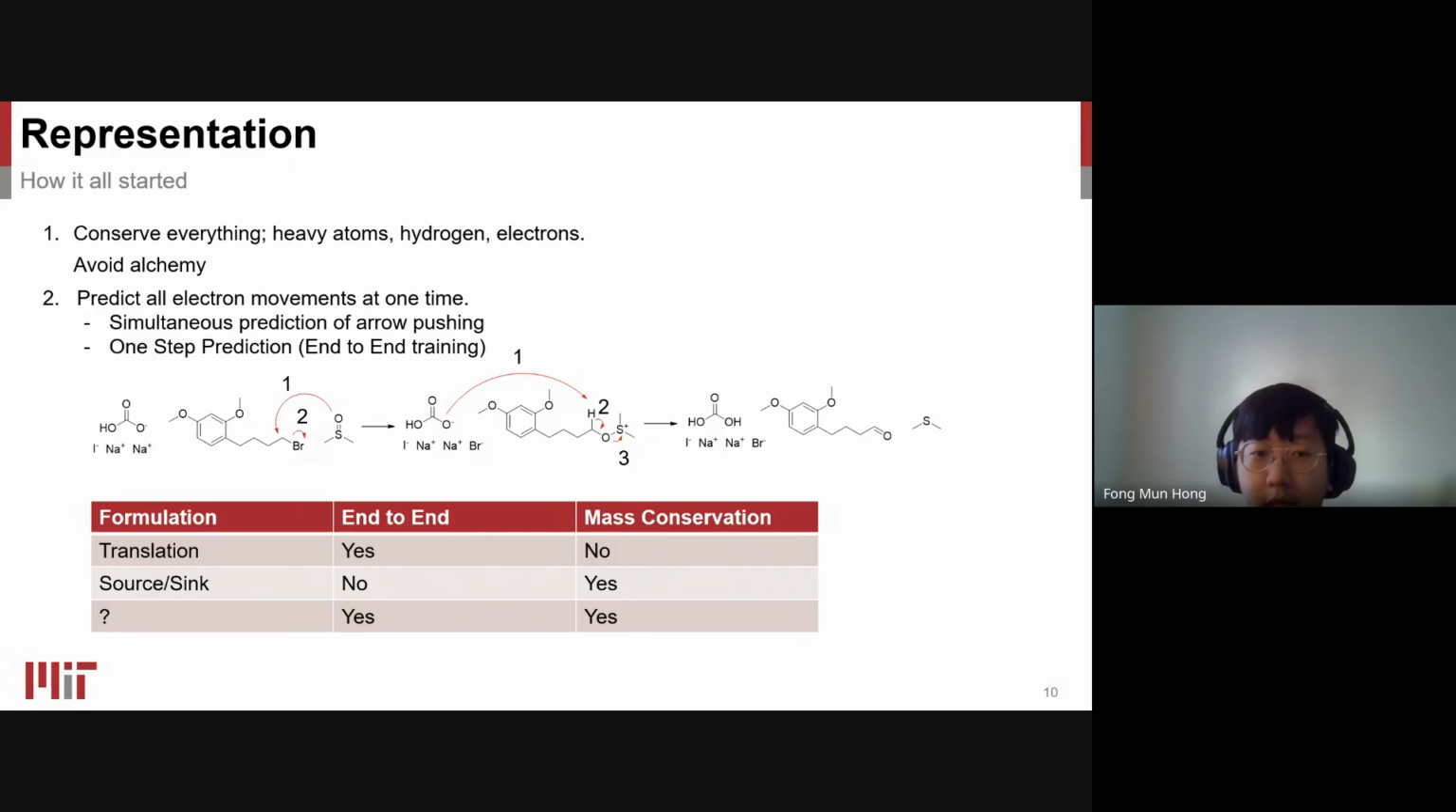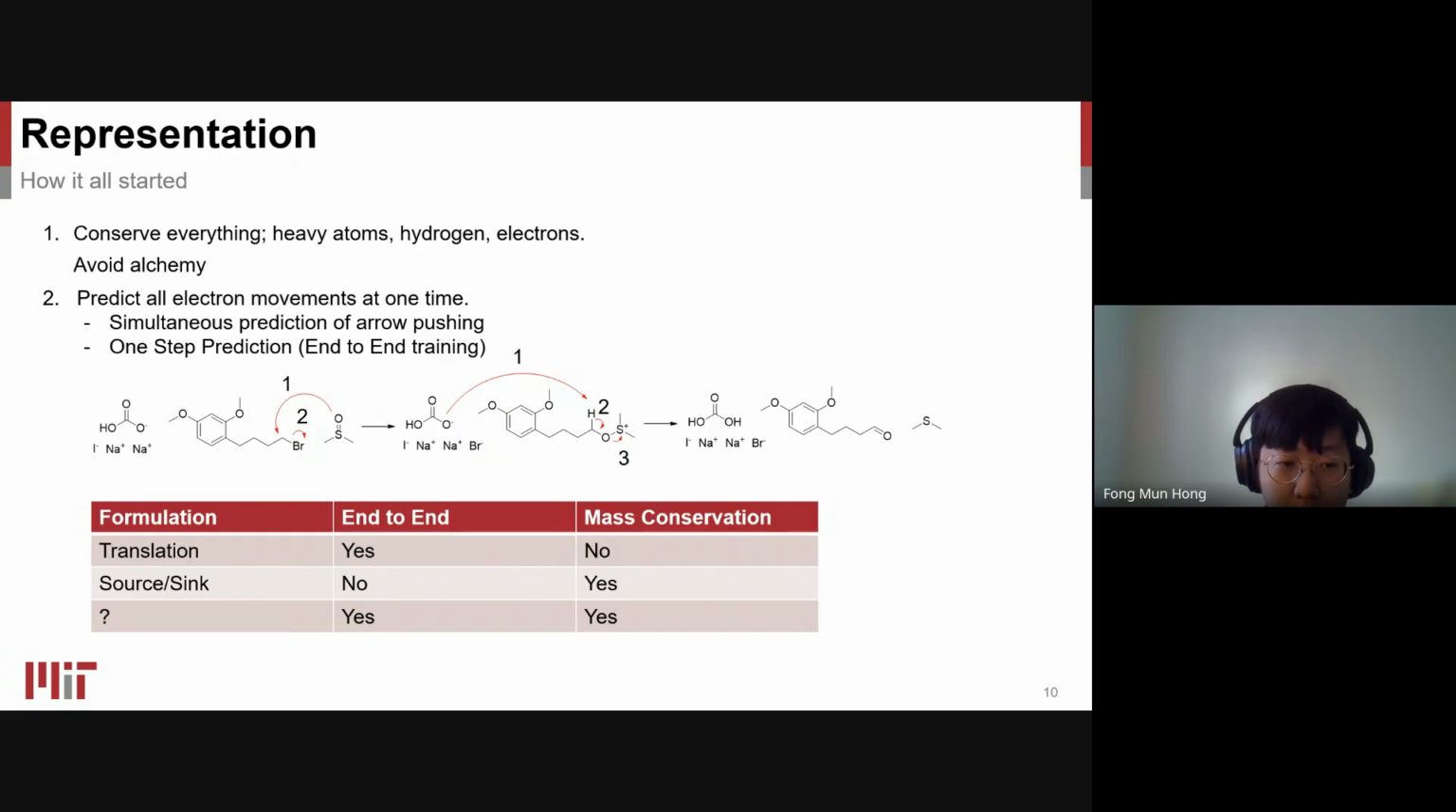So going from one elementary step to the other, we do not want to be ranking, this is first, this is second, because in the actual simulation of electron flow, electrons do not move in a sequential manner. So we want something that is one-shot, or that predicts end to end in this case.